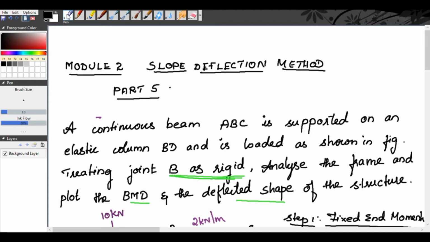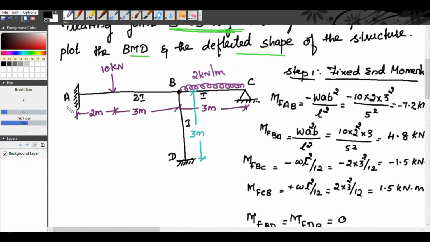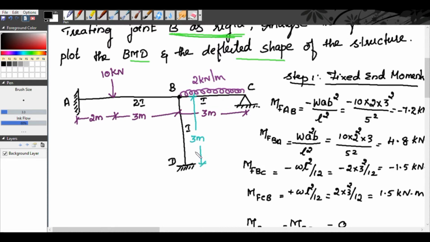See, this problem is different from the previous problem. The reason is, you can look into the diagram and you will understand. You have a span ABC and another column BD. Now we will move on to our question.